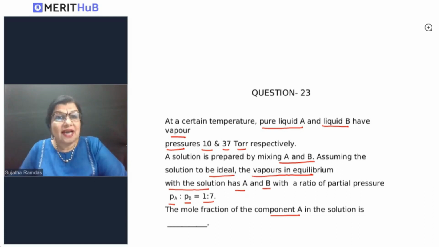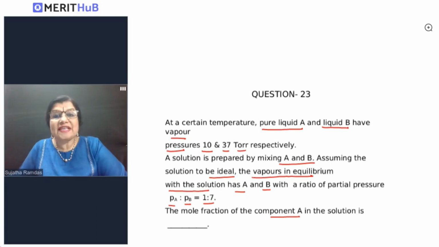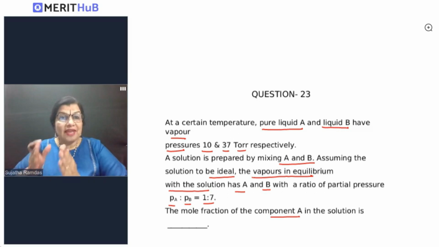Now, before we start solving this question, the moment you see vapor pressures stated in the question, you have to immediately think about or recollect Raoult's law. So you have two components A and B in the mixture, and you have been provided with the vapor pressures of pure liquid A and B. So vapor pressure of A before mixing and vapor pressure of B before mixing correspond to the vapor pressure of the pure liquids A and B, and those are 10 and 37 torr respectively.